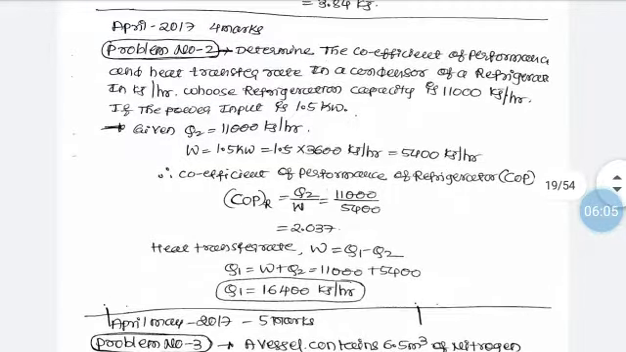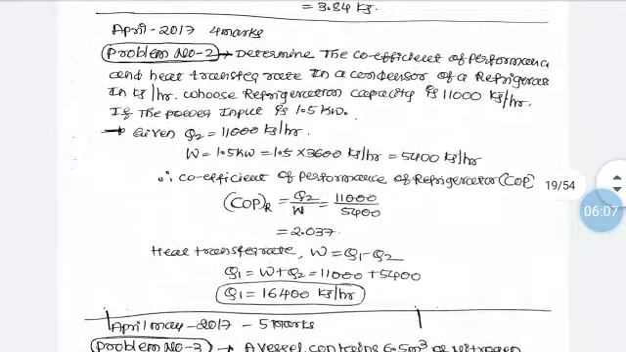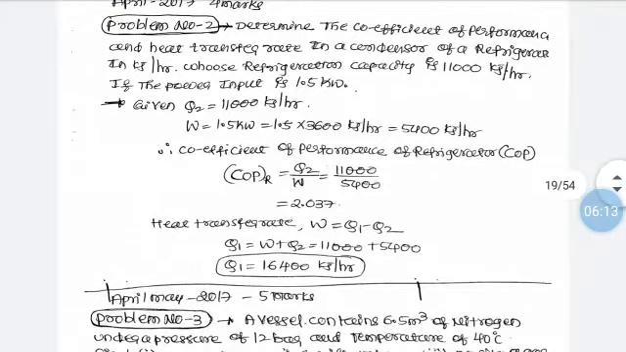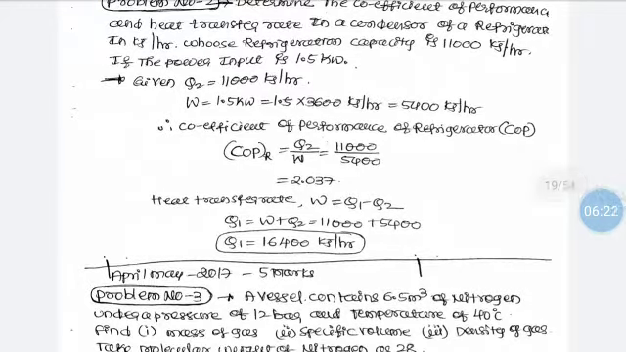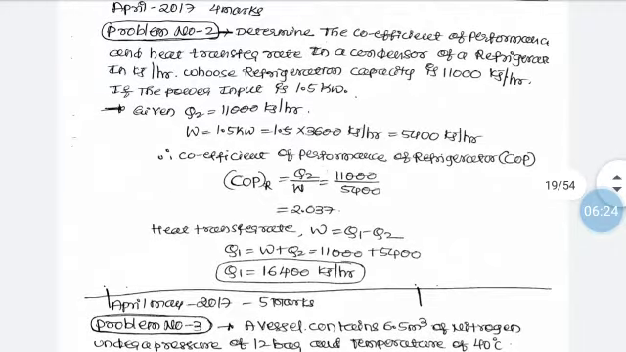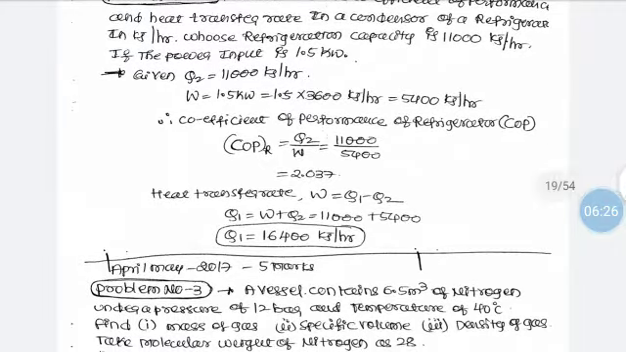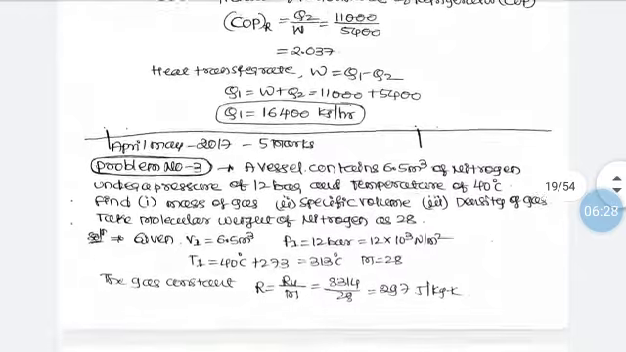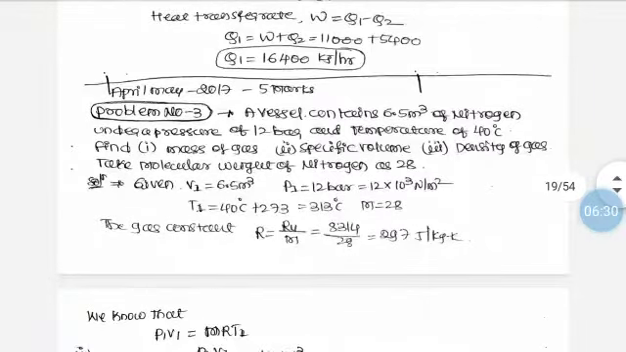So this is for 4 marks. Here we have to remember the formula. Q2 by W is the COP, that is the coefficient of performance of the refrigerator, and W is equal to Q1 minus Q2. Q1 is the heat transfer input to the refrigerator, and Q2 is the heat transfer rate in the condenser that is coming out. So next we'll discuss one more question, that is an April May 2017 5 marks question.